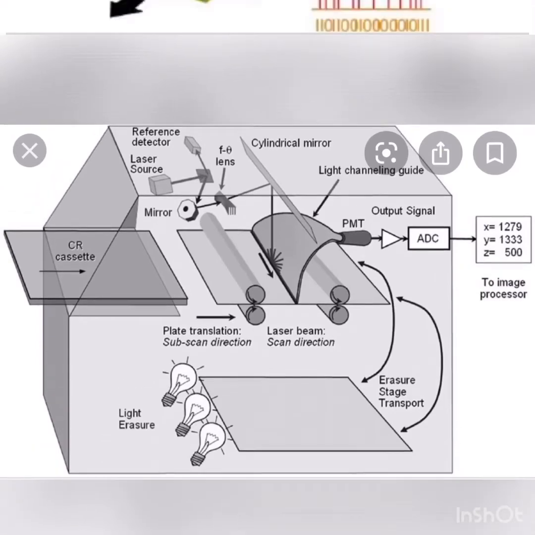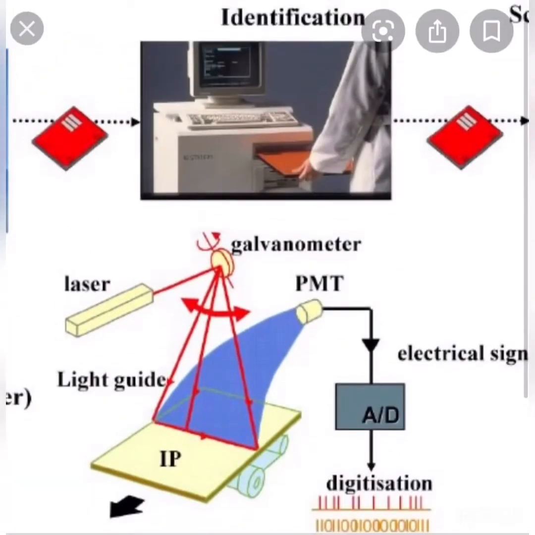After an image plate is read, it is erased by a high-intensity light source and can immediately be reused. Imaging plates can typically be used up to 1,000 times or more depending on the application. So next I'm going to be talking about digital radiography and the two different types, direct and indirect.